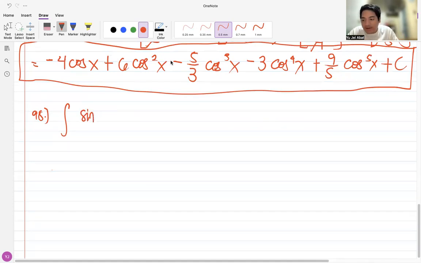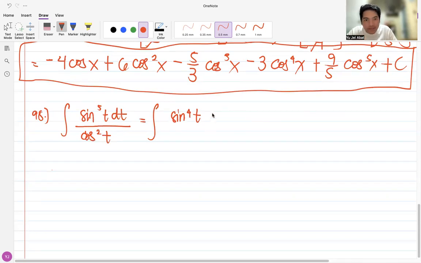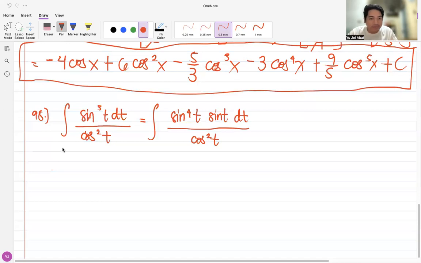Okay, so we have sine raised to 5 of t dt all over cosine squared t. So the very first thing that we're going to do here is to strip off again another sine. So we have sine raised to 4 of t, and then we have sine of t dt all over the cosine squared of t. The reason why we stripped off the sine t dt is that we are going to use it as the du later.